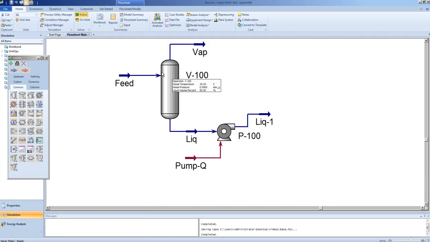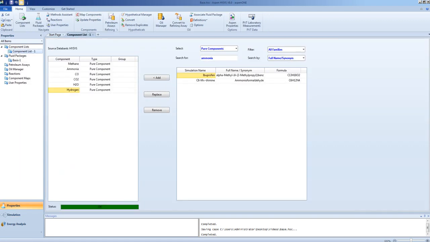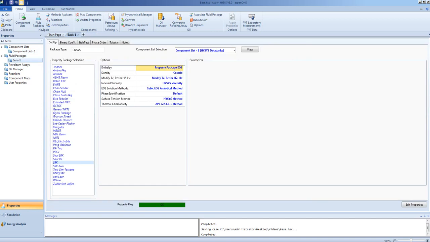In the previous video, we had set up the system. This was the video on pumping. And we had utilized a system containing methane, ammonia, carbon monoxide, carbon dioxide, water, and hydrogen. The model basis is SRK.